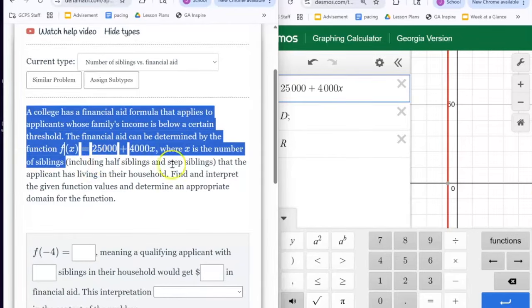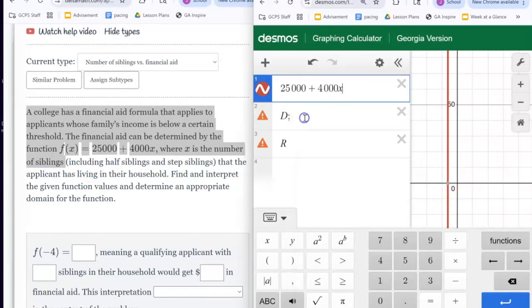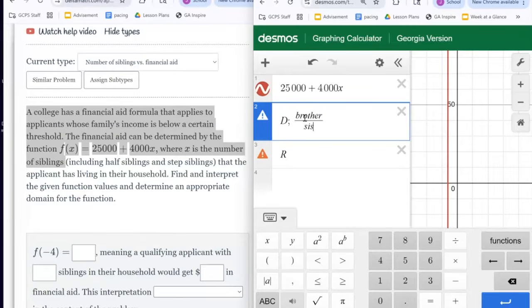So let's stop right there. The x-axis is the number of siblings. Siblings is brothers and sisters and stepbrothers and stepsisters. So let's just start thinking about this real quick. Can I have negative brothers and sisters? No. So negative numbers are automatically out.